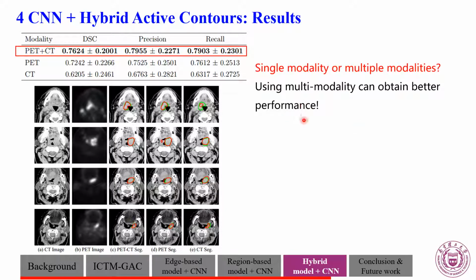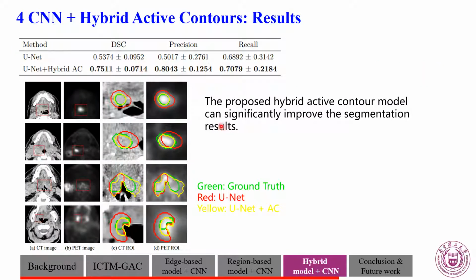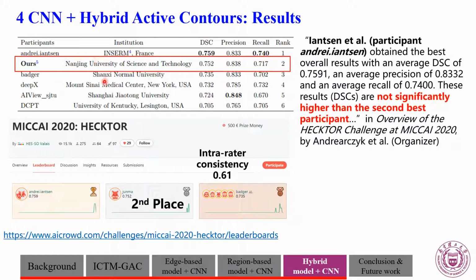In the experiment, we first verify that using multimodality can obtain better performance than only using a single modality. Furthermore, the proposed hybrid active contour model can significantly improve the segmentation results. We also applied our method on the HECKTOR challenge in MICCAI 2020. Our method ranks the second place on the final testing leaderboard, which is very close to the first place.